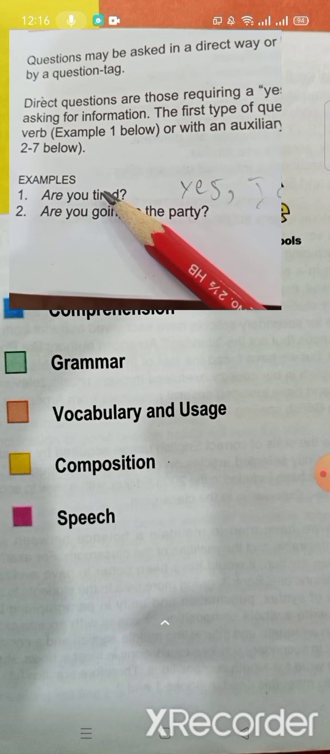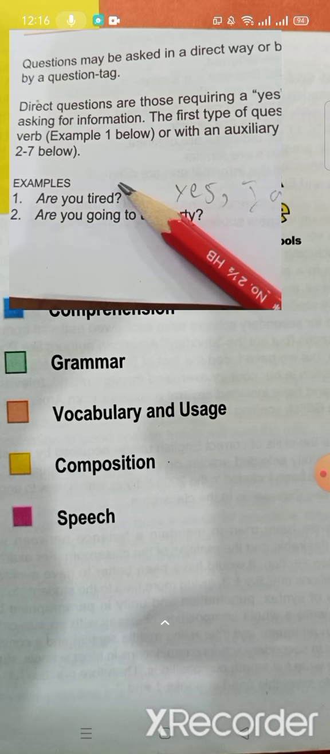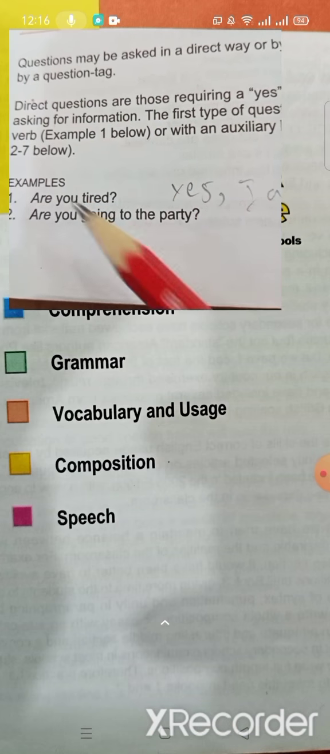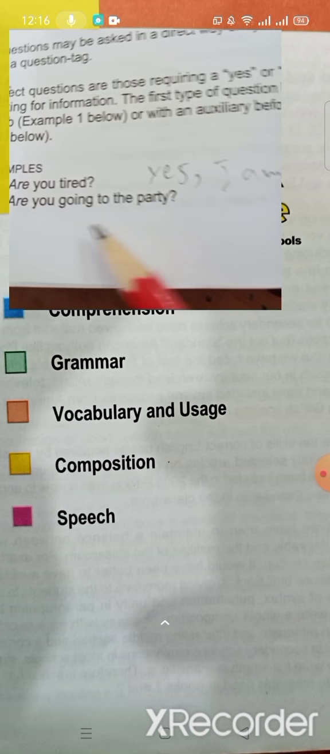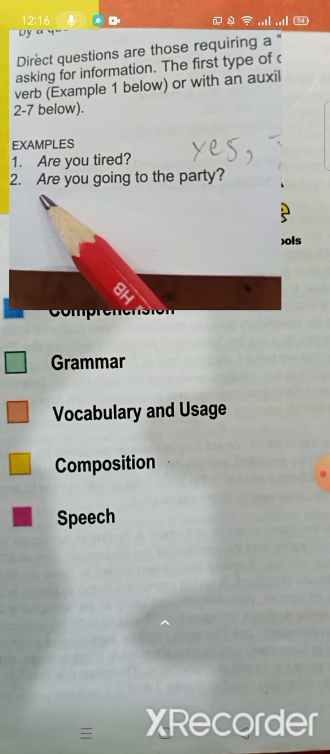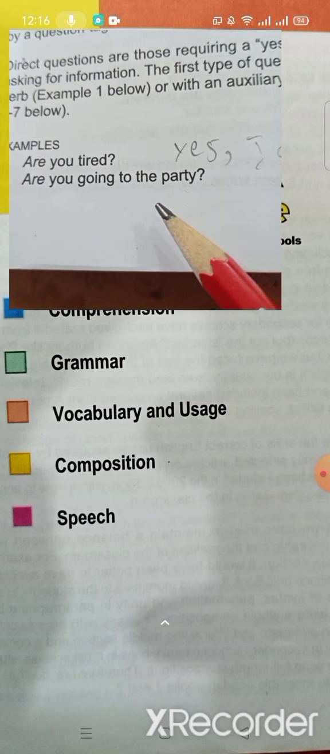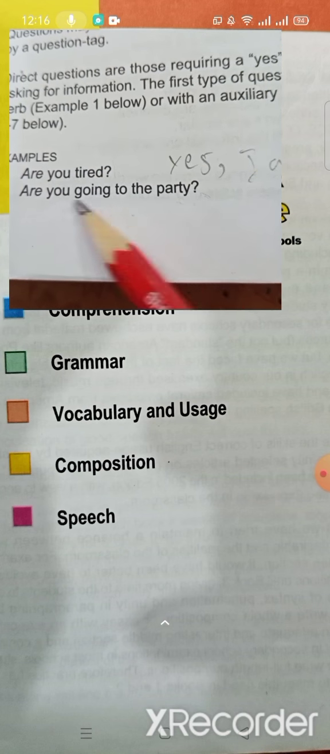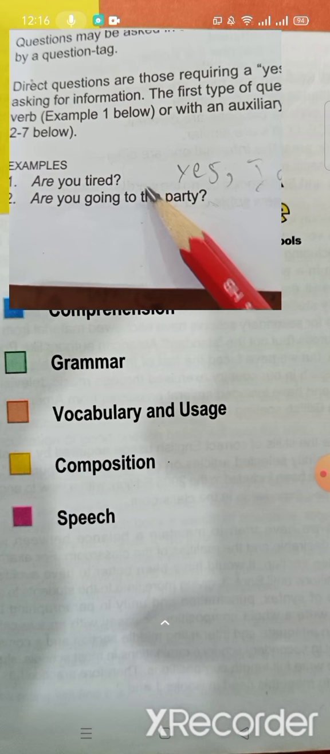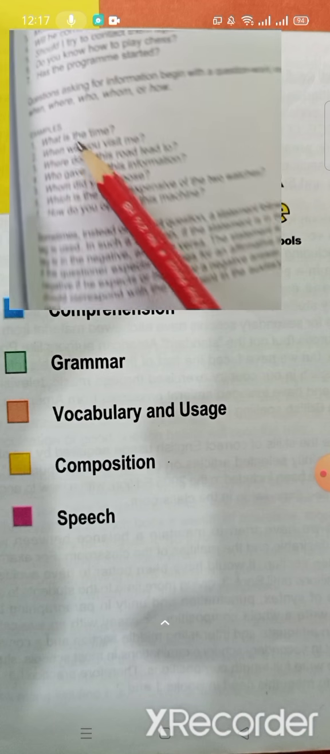So these are the questions. One of the terms that we use is direct questions. You will answer in yes or no. Are you tired? You will answer yes I am or no I am not. Another question: are you going to the party? You will answer yes I am, no I am not. So these questions are called direct questions. You will respond in yes or no.